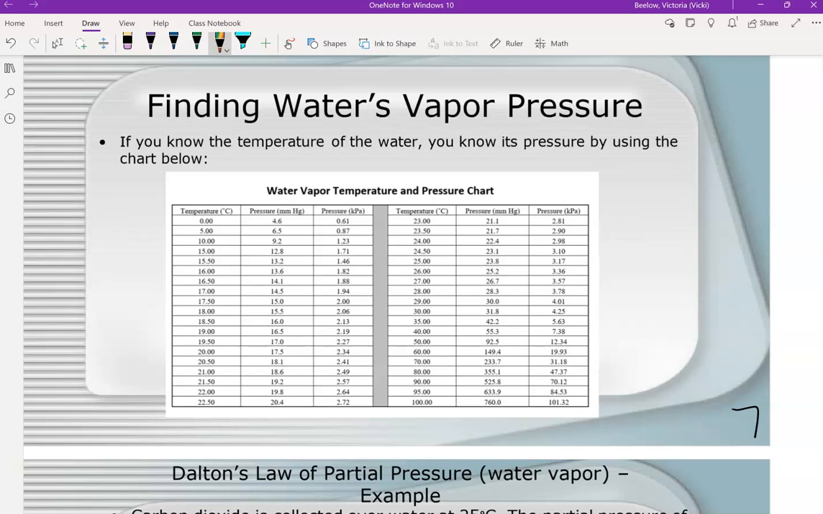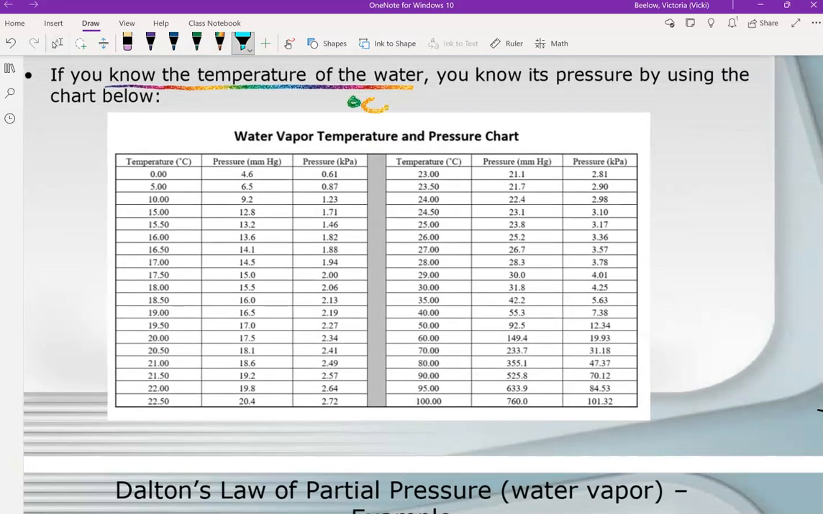And then, so how do you find the pressure of the water vapor? Well, as long as you know the temperature of the water in degrees Celsius, of course. So this is the one time we're actually going to be using degrees Celsius, but it's just to find something on a chart. Then you will actually know its pressure.